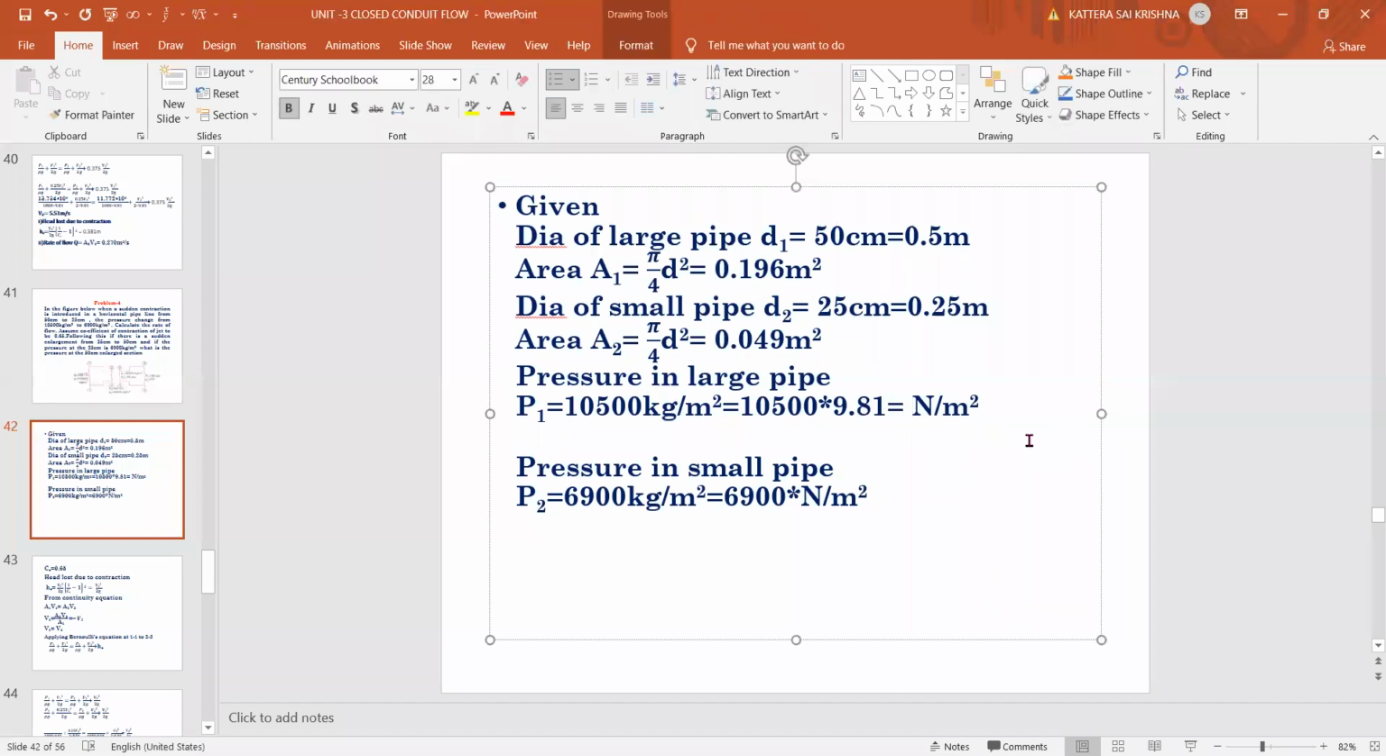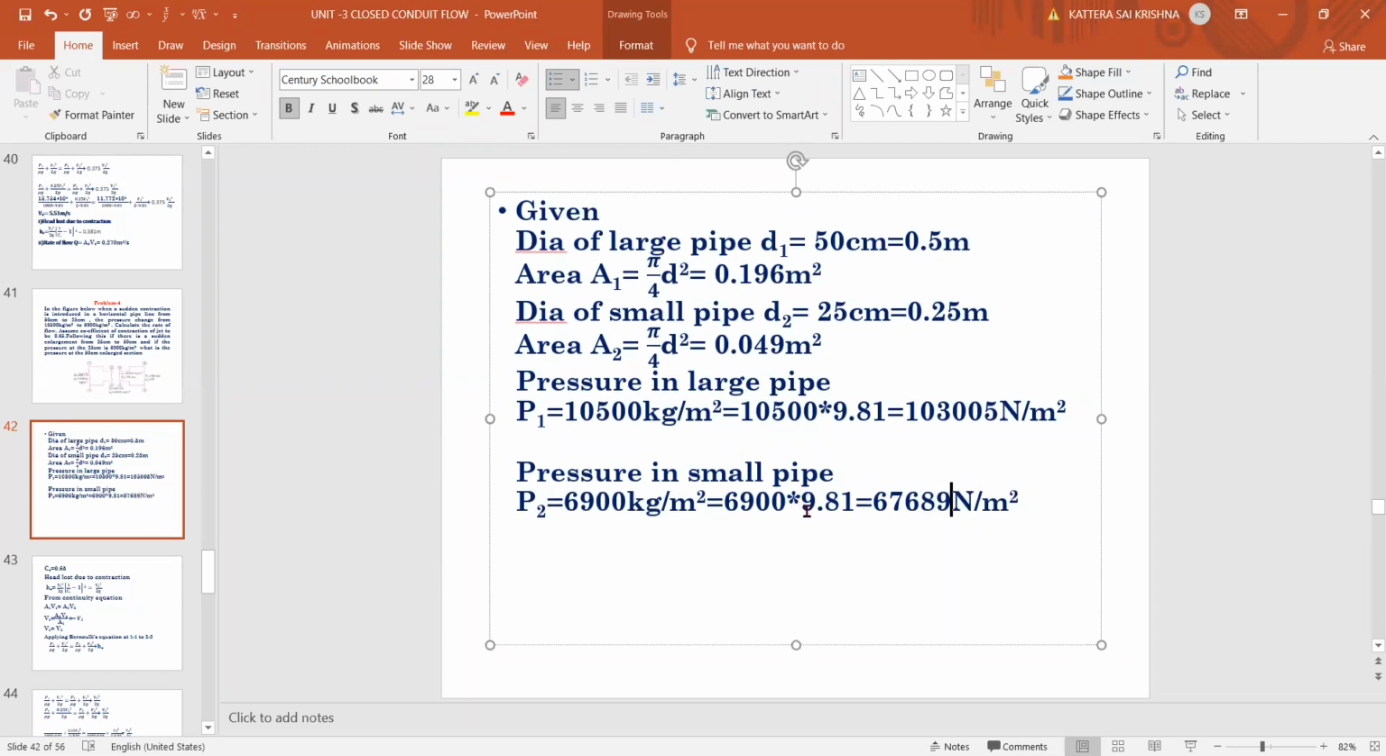Tell me the value of P1 after multiplying with 9.81. 103,005. Right. Similarly, for the smaller pipe, he has given 6,900 kg per meter square. So multiply the 6,900 into 9.81 to get it in terms of Newton per meter square. 67,689 Newton per meter square.